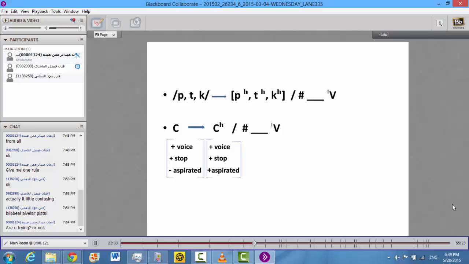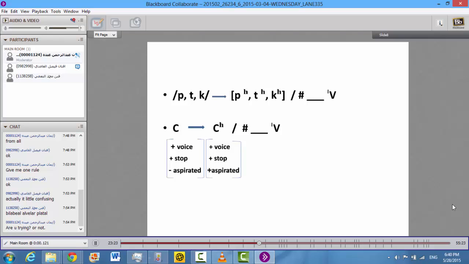Here is the answer. Look at the slide. We can make it this way. p, t, k becomes aspirated p, t, k in the environment when they occur initially before a stressed vowel. Or we can write C, big capital letter, becomes C, and underneath we put the features. We put the features under the first C, which stands for consonant: plus voice, plus stop, minus aspirated, becomes plus voice, plus stop, plus aspirated in the same environment. We are going to put the same environment as is.